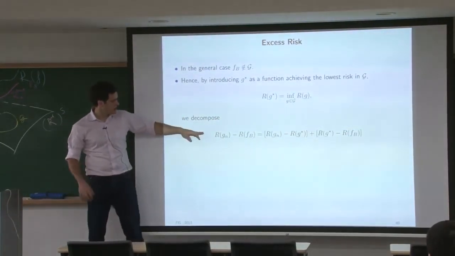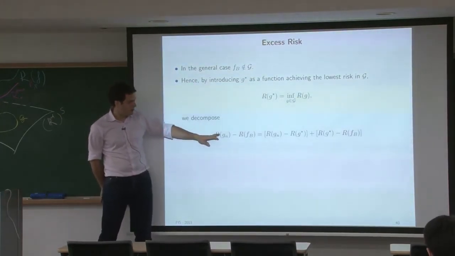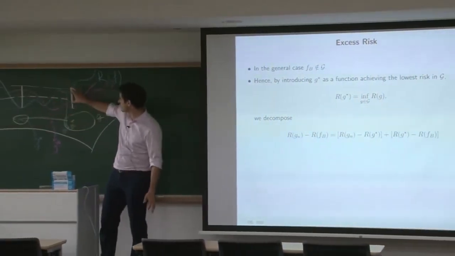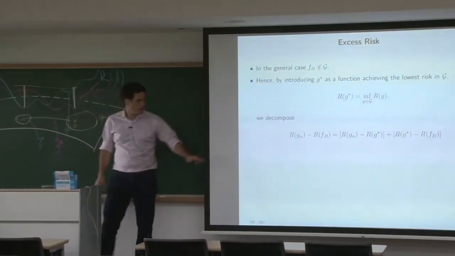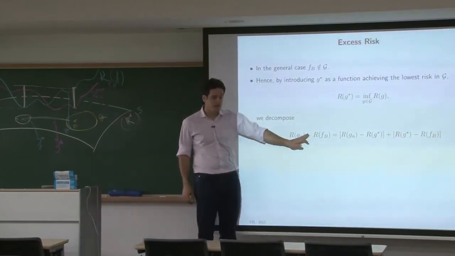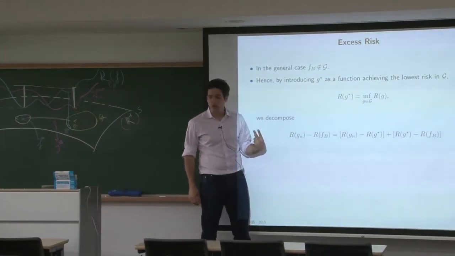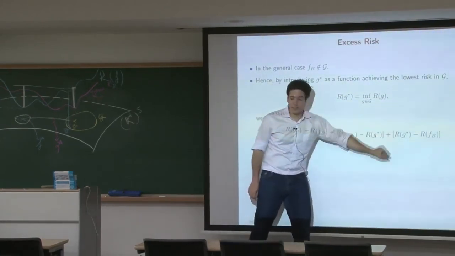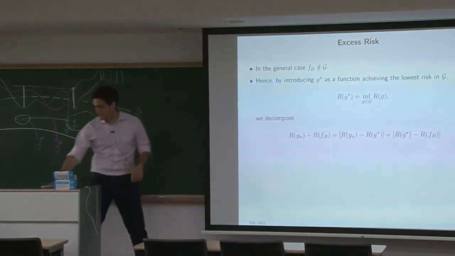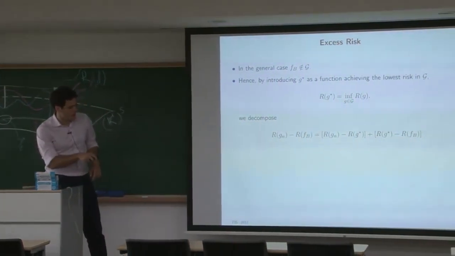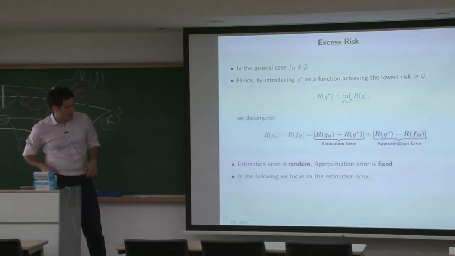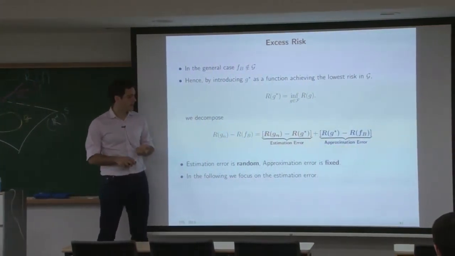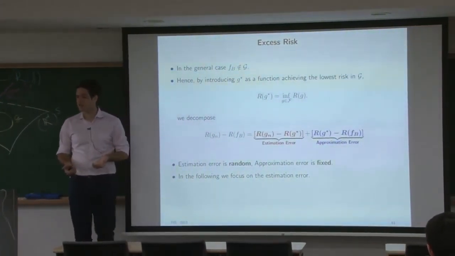So when you will measure basically how far this is from this in terms of errors in risk, what you can do is split this difference into two terms. So here I'm just removing R of G star and adding R of G star. And then say that this difference here is just this plus this. And we call this first term here the estimation error. And the second term here the approximation error. Okay?